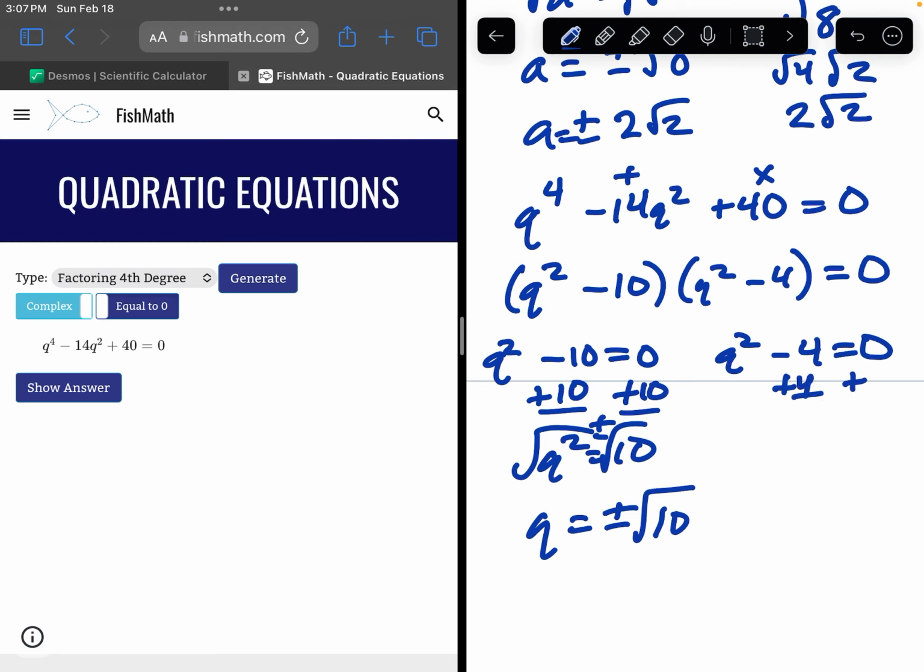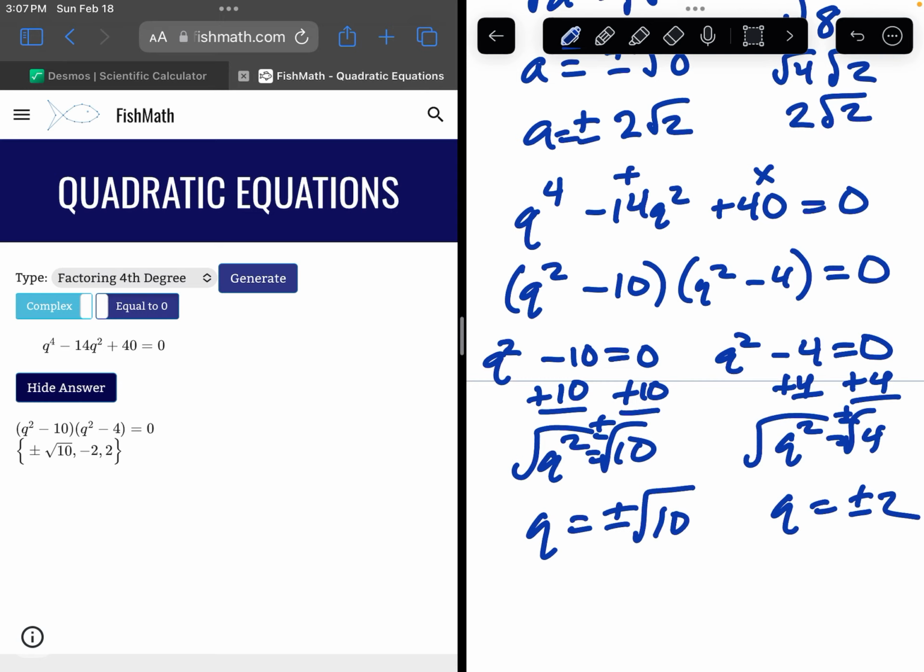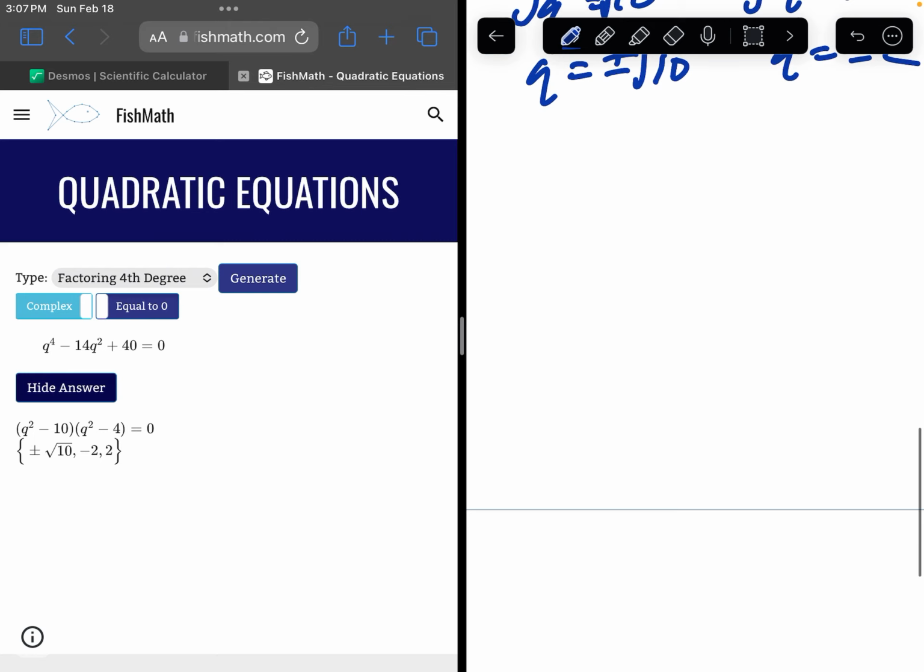And this one, if I add the 4 over, q squared equals 4, square root, plus or minus. q would equal plus or minus 2. So we've got 4 possible answers this time, and they're all real answers. Even though I turned the complex thing on, I might get some that eventually are complex.